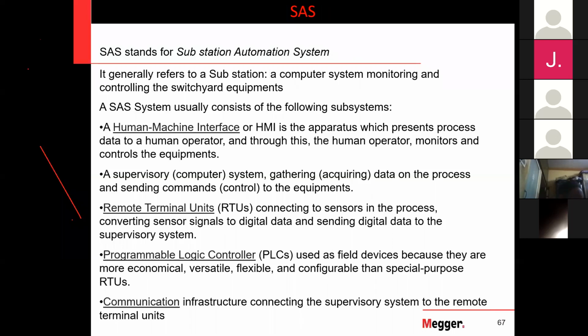Substation automation system. This is where, without allowing the user to operate, the system itself is intelligent enough to operate. So the substation is actually automated, which is called a substation automation system.